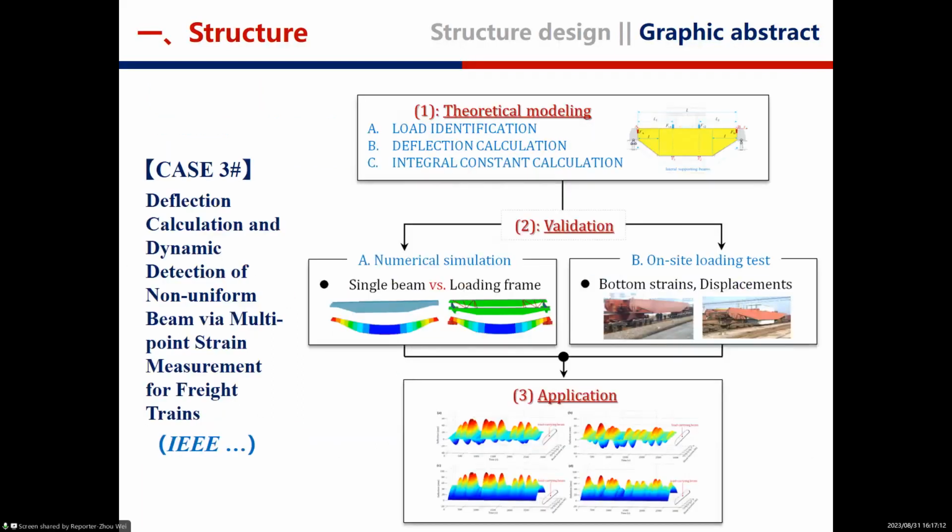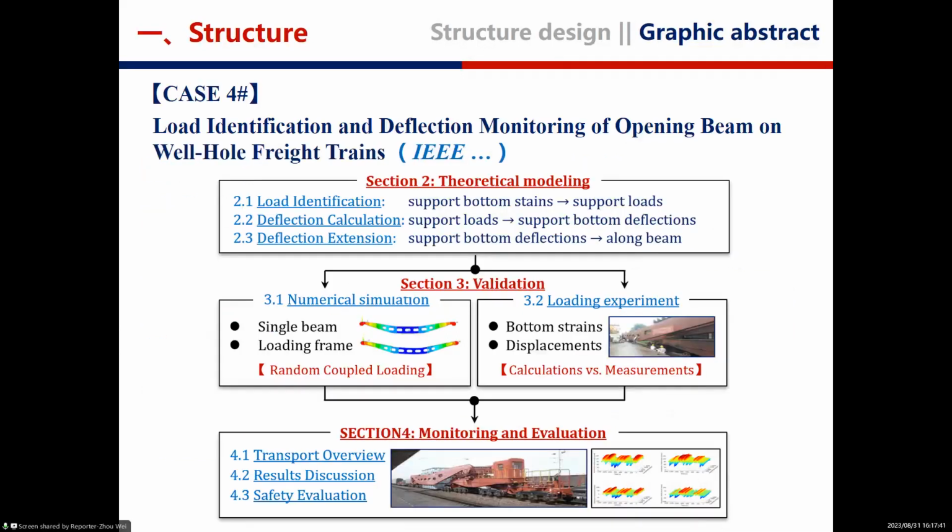And the third case is about the deflection calculation and dynamic detection of the non-uniform load carrying beam for freight trains. The graphical abstract is relatively simple, organizing different sections in the paper, which include the theoretical modeling, simulation, and experimental validation, and the final in-transit application. Simple explanations can cooperate with their image illustrations. It's similar for the fourth example when coming to the open beam on wire-haul freight trains. The graphical abstract just describes the storyline for different sections and subsections in this journal article.